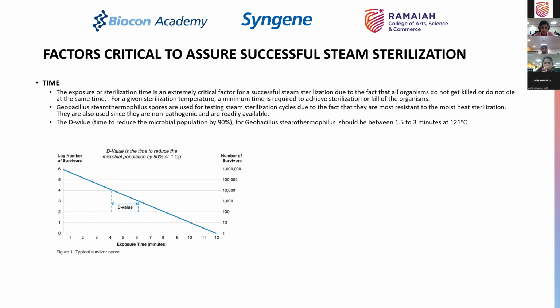Factors which are critical for the assurance of successful steam sterilization. I'm revisiting this topic because we need to be clear that time is a very, very important factor, or these 6 factors which I'm going to talk about are critical factors for assurance of a steam sterilization cycle. So time of exposure, the time at which you expose the load inside the autoclave. So whatever you put inside the autoclave to sterilize in one go is referred to as a load.